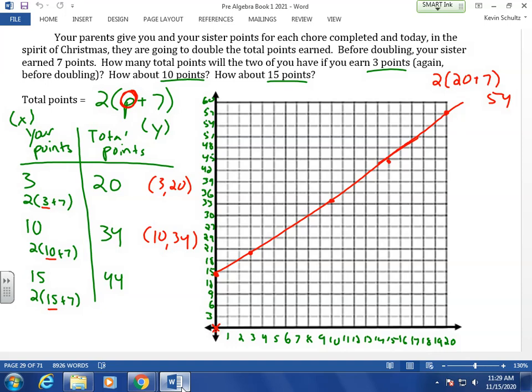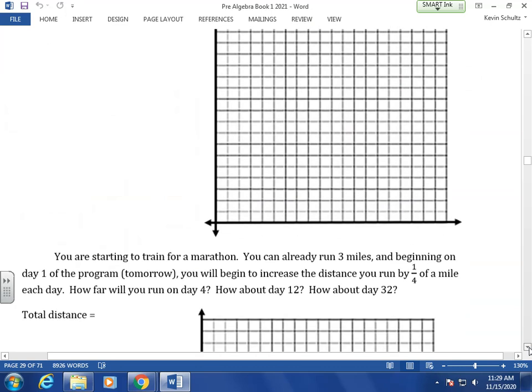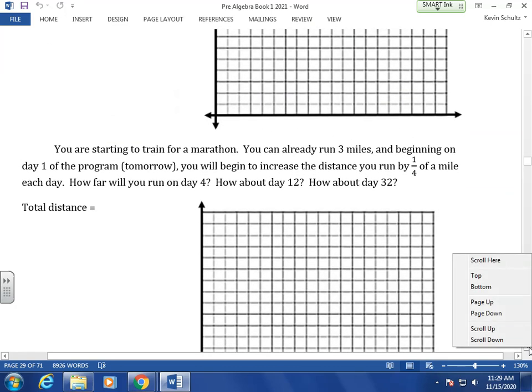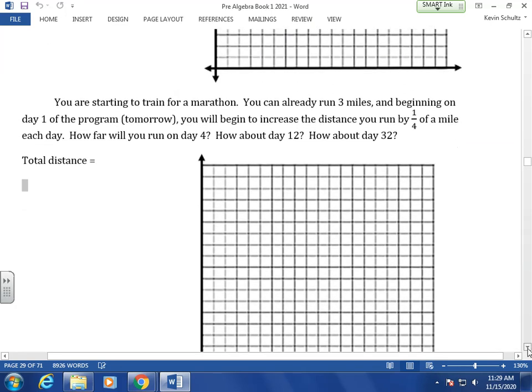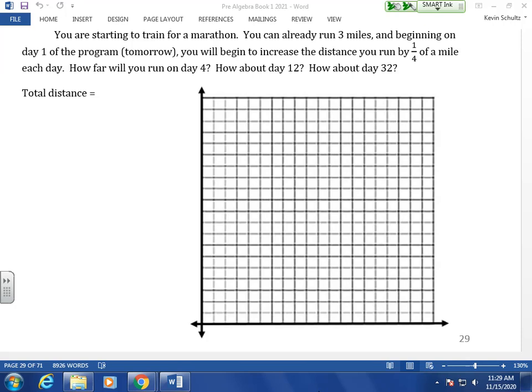All right, moving on, and my intention was to do this in class with you today. So rather than you answering questions, you just get to kind of do it with me here. But the situation, you are starting to train for a marathon. You can already run 3 miles, and beginning on day 1 of the program, your training program, which starts tomorrow, you'll begin to increase the distance you run by 1/4 of a mile each day. How far will you run on day 4, day 12, and day 32?